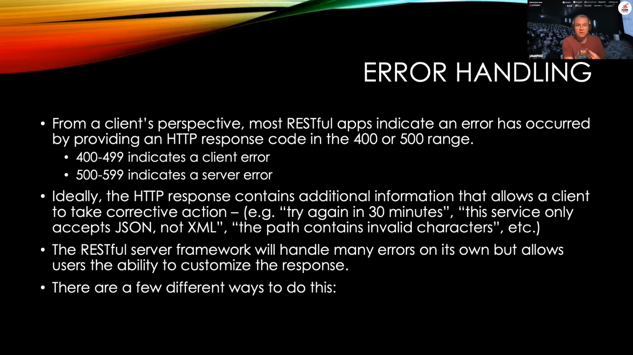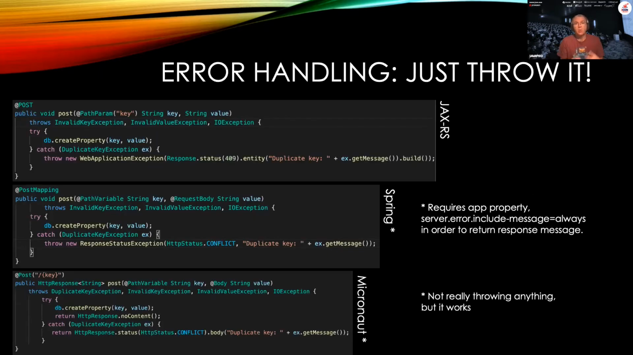But if you want to give a little bit more information, if you want to customize the error response that the client sees, that's what we're going to talk about next. So one option you can do is just throw an exception that has the details in it and let the framework convert that exception into a useful response.